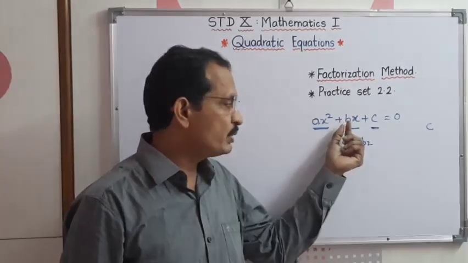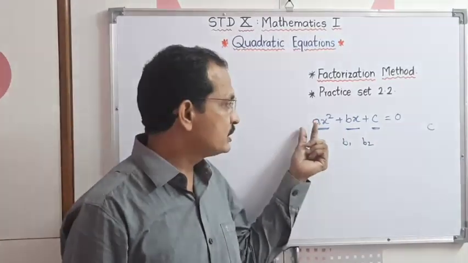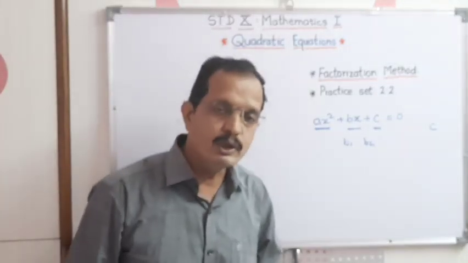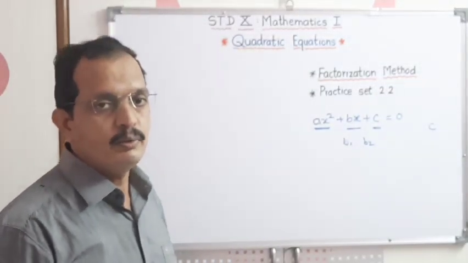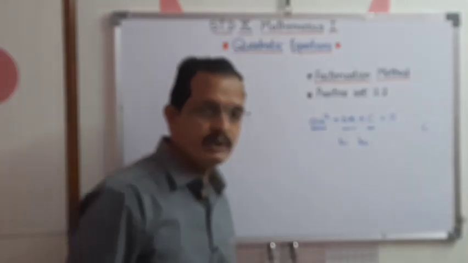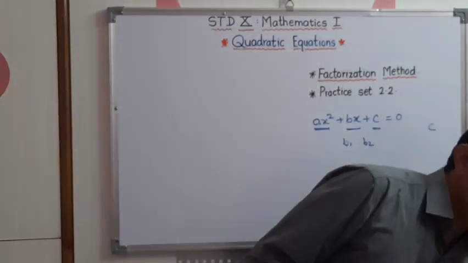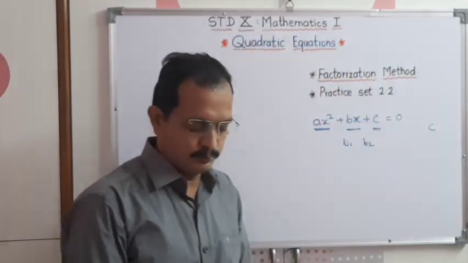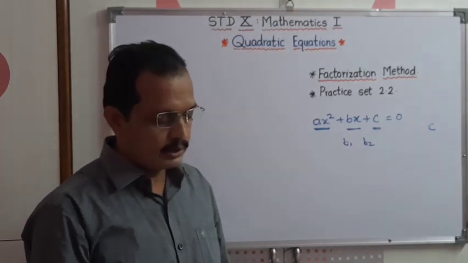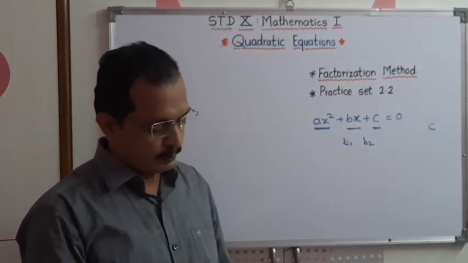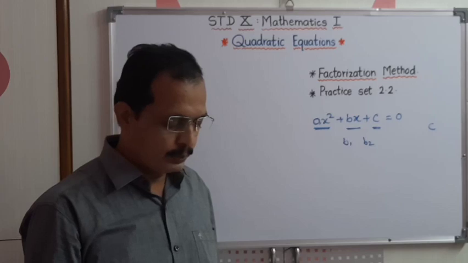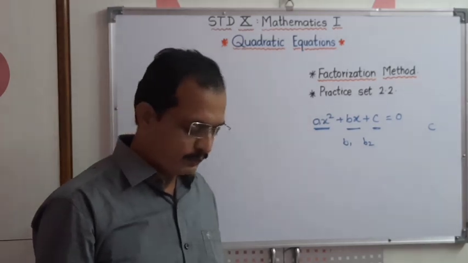Now how do we make the factors of that constant? What is the relation between the middle term and the quadratic term? That we have to learn directly with the sums given in practice set 2.2. Therefore let's start, students. Practice set 2.2. The first question is given.